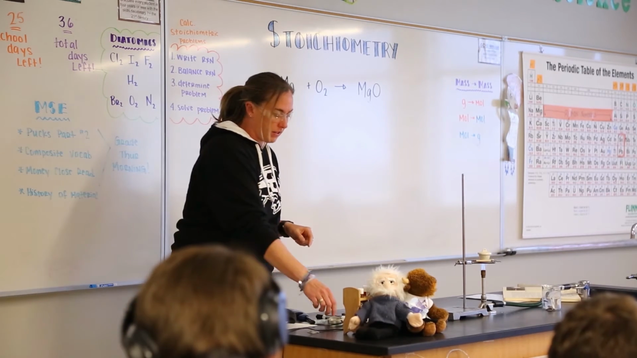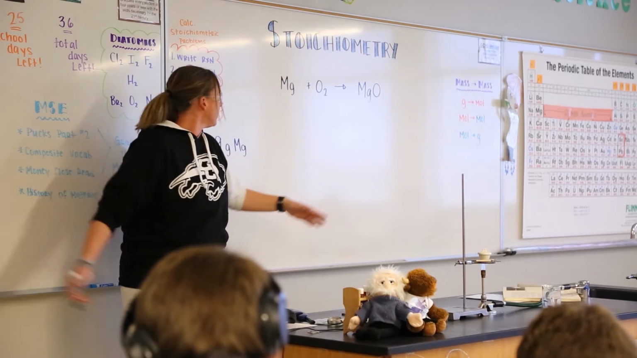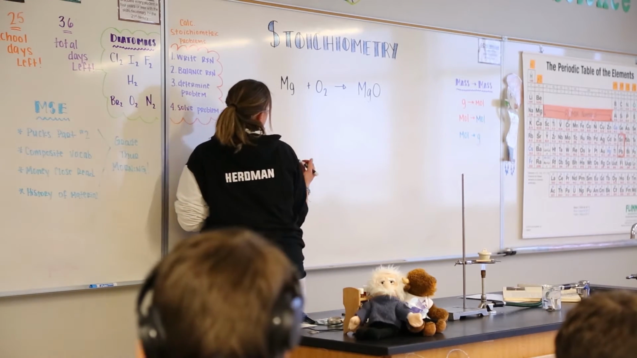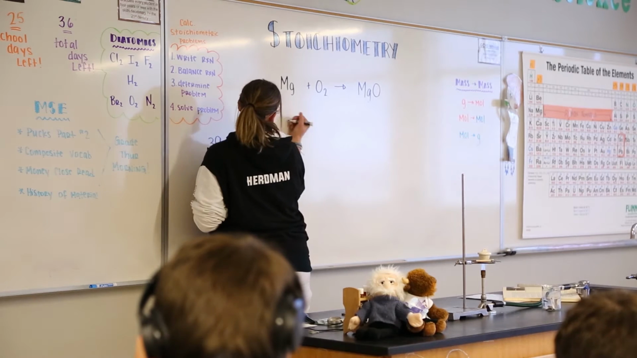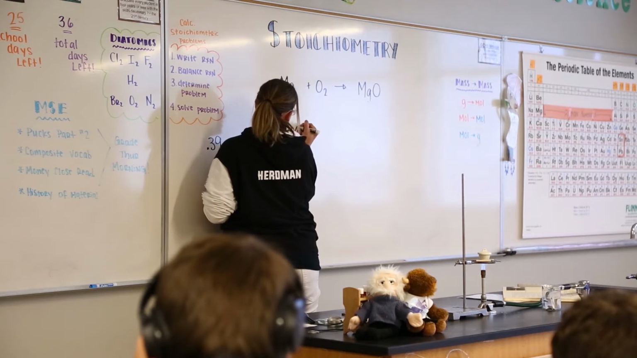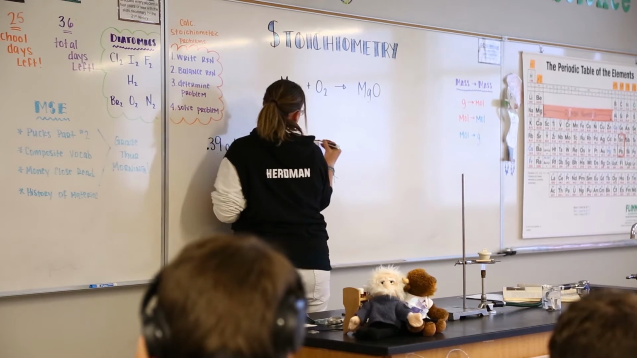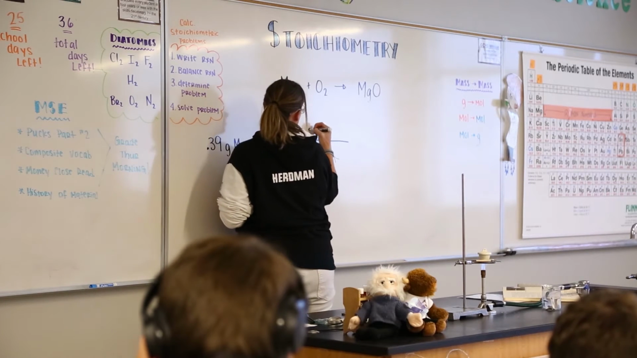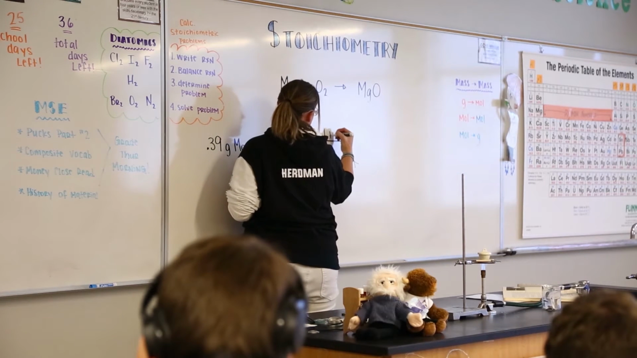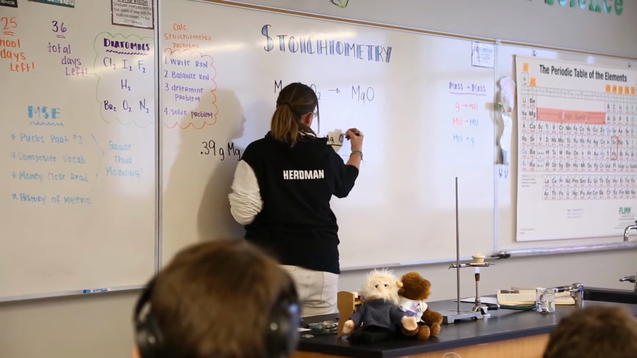Balance it. And what do we have to do to balance it? Make a T-chart. So what's our first element on the left? Mg. We'll go down here. Mg. And what's our second element? O. And we want them in the same order on our product side, MgO.